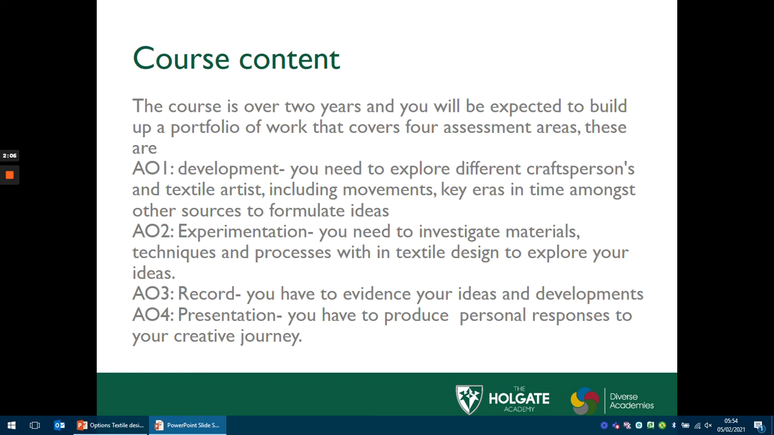and students are able to bring their own ideas to the course if it's going to enable them to actually produce better work. AO2 is about experimentation, so this is where they investigate materials and techniques within textiles to explore and experiment with their ideas. AO3, Record, is how students evidence their ideas and development and the level of skill that they use within that area. AO4 is about presentation, so this is about personal responses and final pieces. It's essentially what they can produce either at the end of their creative journey or during it.